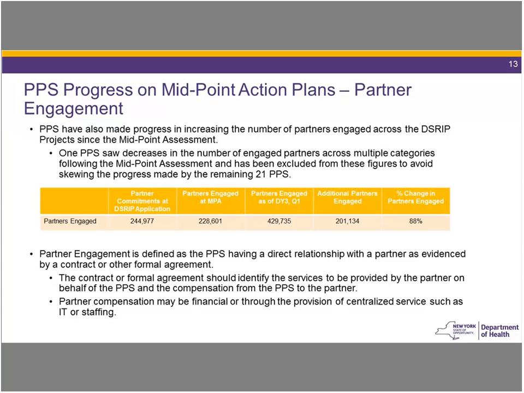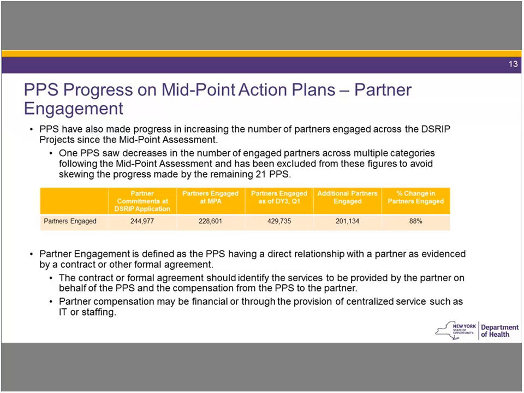Keep in mind that that 244,000 figure doesn't represent an unduplicated count. It's just a total count that PPS has made commitments on, as PPSs could commit to engaging the same partner across multiple projects within their PPS, and that same partner could be engaged across multiple PPSs as well. At the time of the midpoint assessment, total engagement was 228,000. In the period since midpoint, we've seen the number increase to 429,000, so about an 88% increase in partner engagement activity by the PPSs.